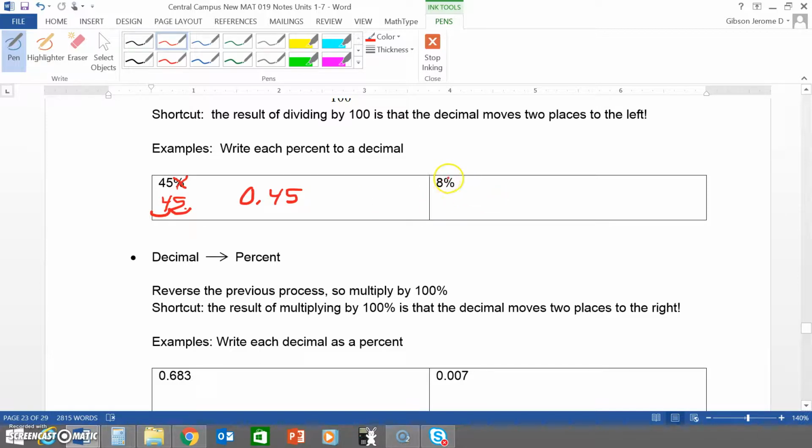Now 8%, we do the same thing. We get rid of the percent sign, put the decimal behind the 8, move it 2 places to the left, and it'll be 0.08.